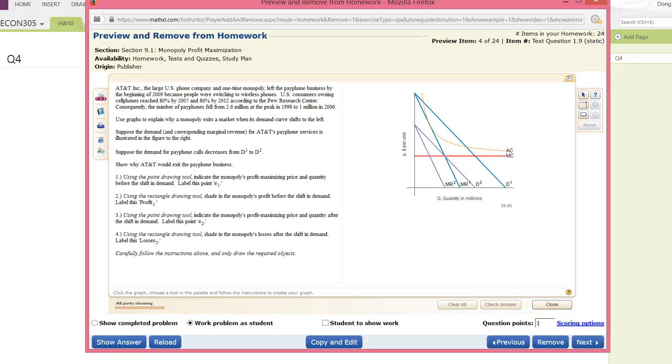This is question number 4 of homework 10 for chapter 9 and part of chapter 16.